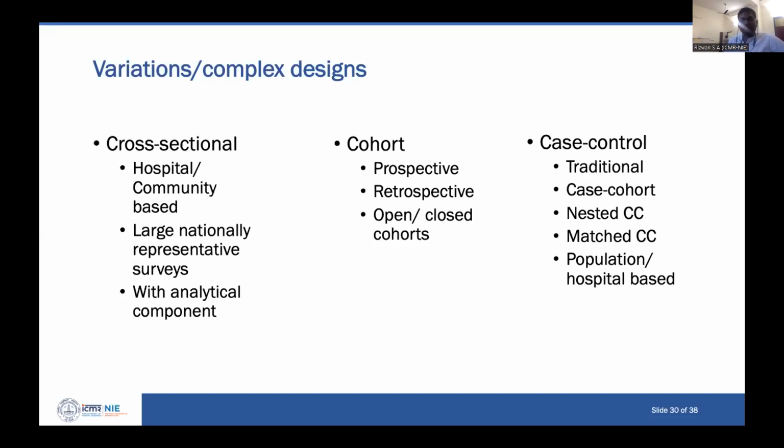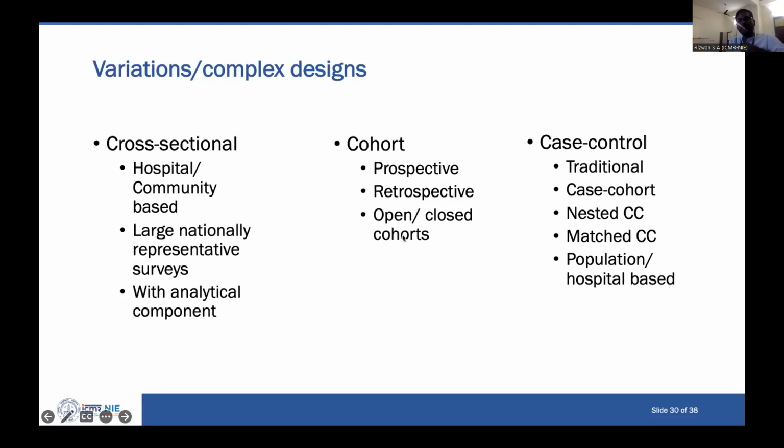this category. Cross-sectional studies, as I said, can have an analytical component where after the data collection, you can divide it into groups based on some exposure and look at associations, but those are only for generating hypotheses. If you want to confirm a hypothesis, you have to go to cohort and case control studies.